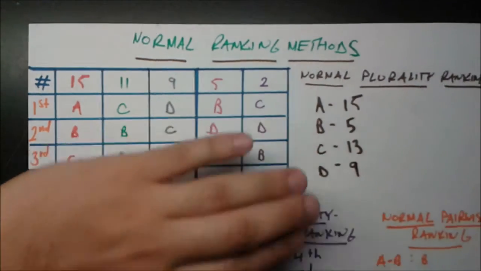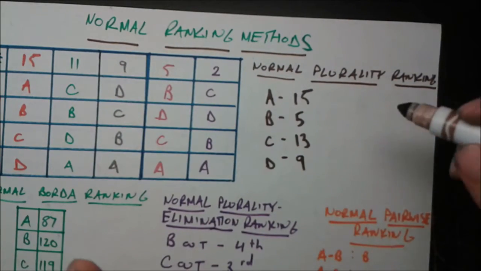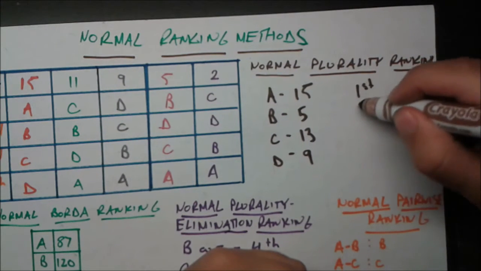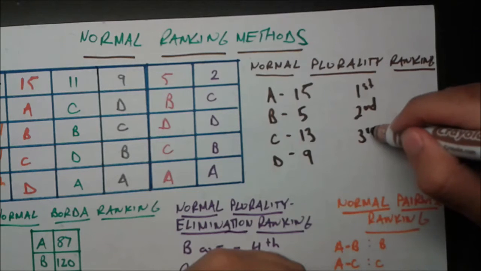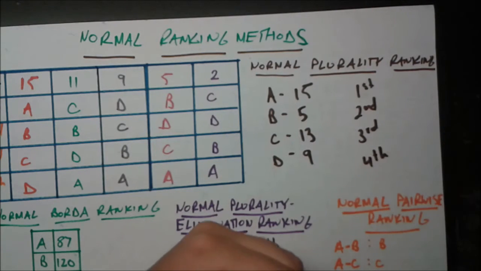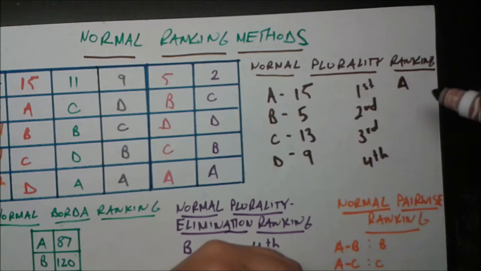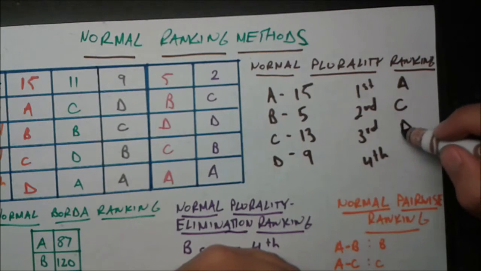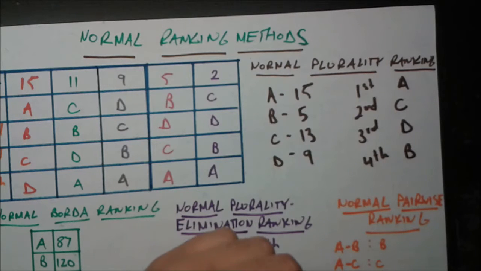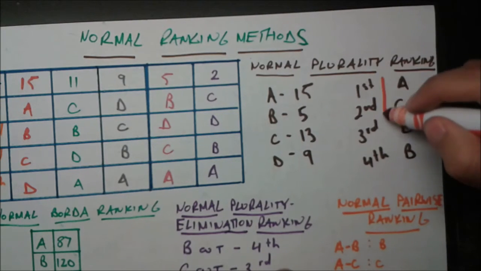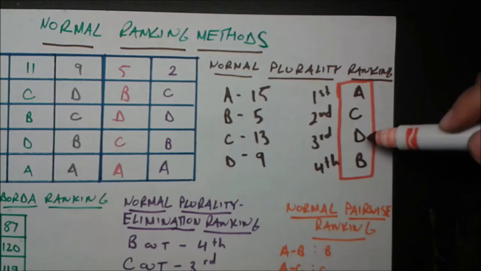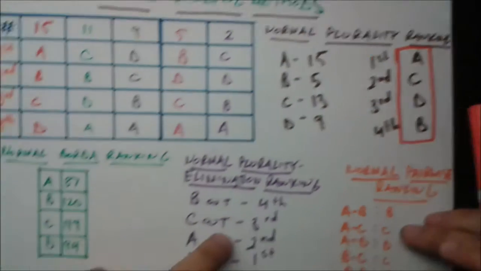And D gets how many? 9. So now, using these, it's pretty easy to see how using the plurality method, we'll just see who gets the first, second, third, and fourth. First will just be the person with the most votes, so A. Second will be the person with the second most votes, or C. And then the next one will be D, and the last one will be B. So each time we find a ranking, we'll put it in a red box to identify that that's the ranking under that method. So under the plurality method, we have A is first, C is second, D is third, and B is fourth.